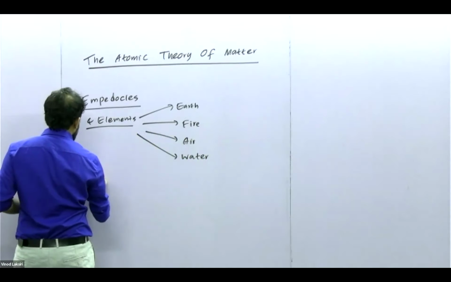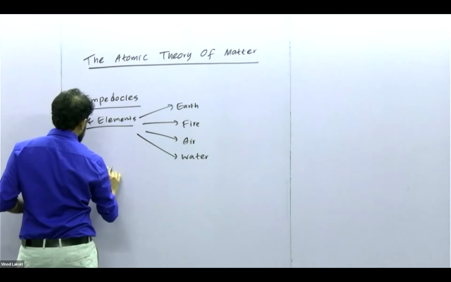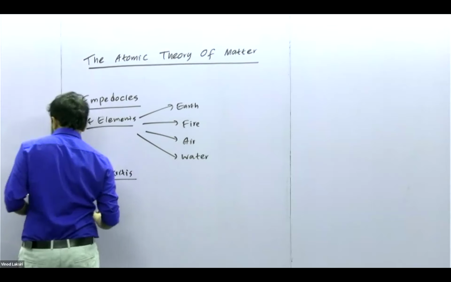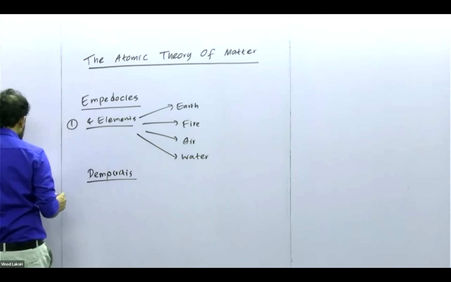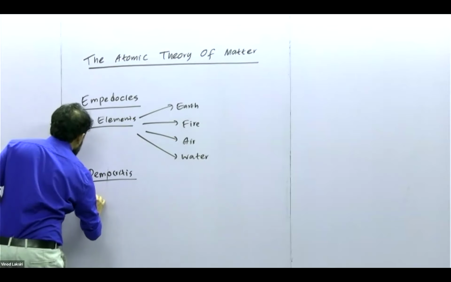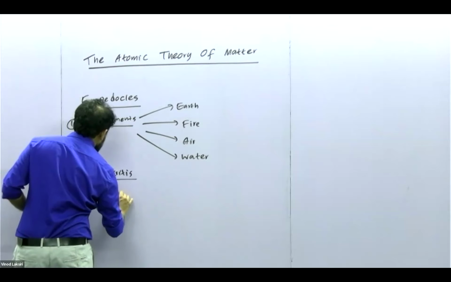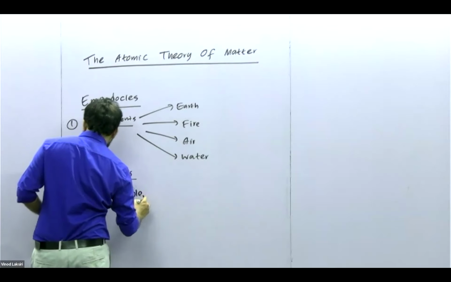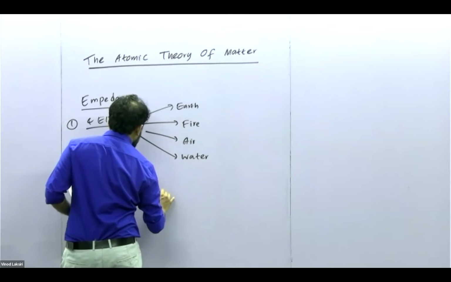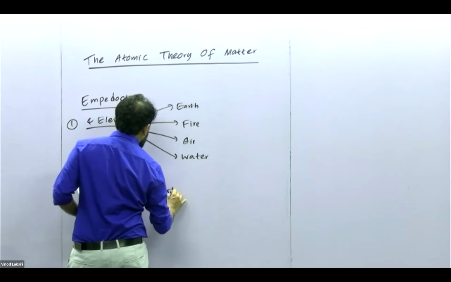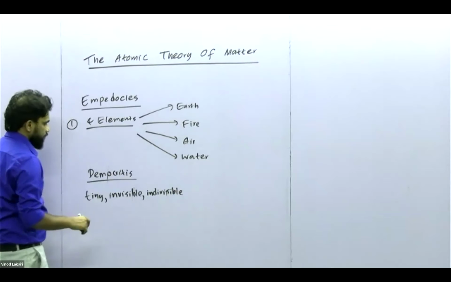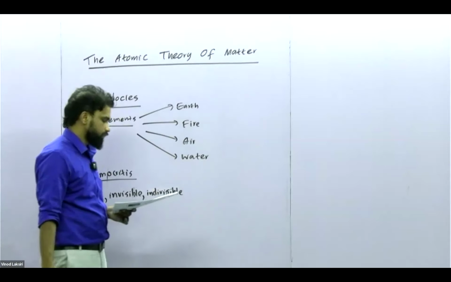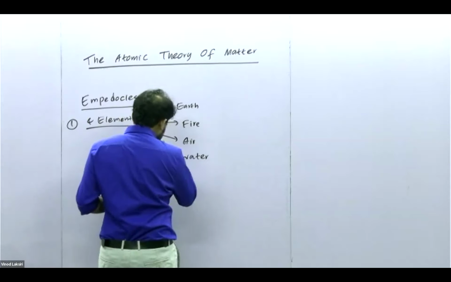next scientist, Democritus, right? So Democritus believed that all the materials are made of tiny, invisible, indivisible particles. Tiny means very small, invisible, we cannot see, indivisible, it cannot be further divided.